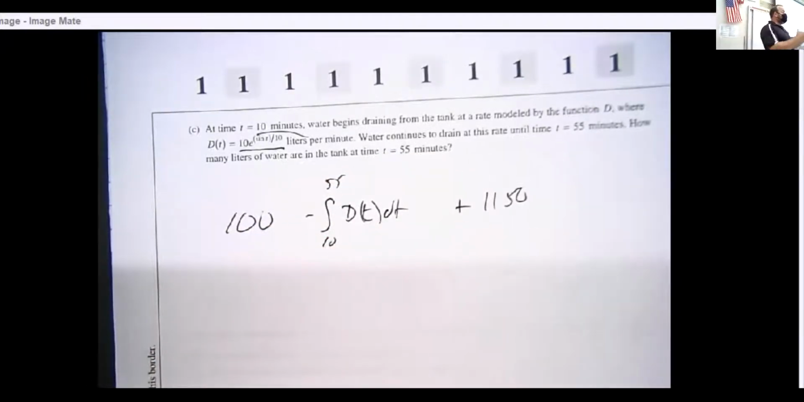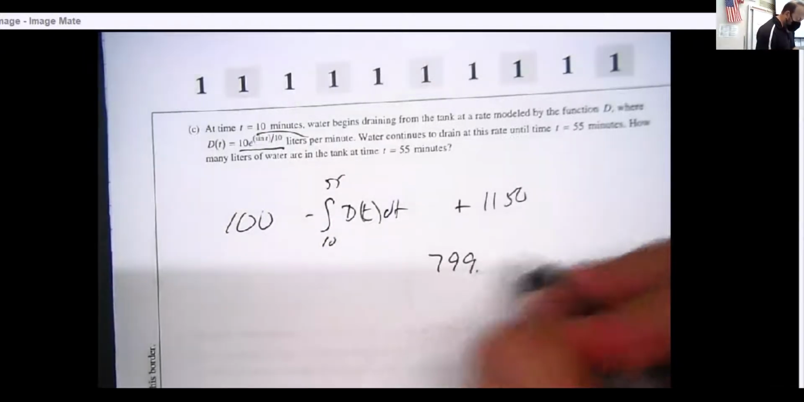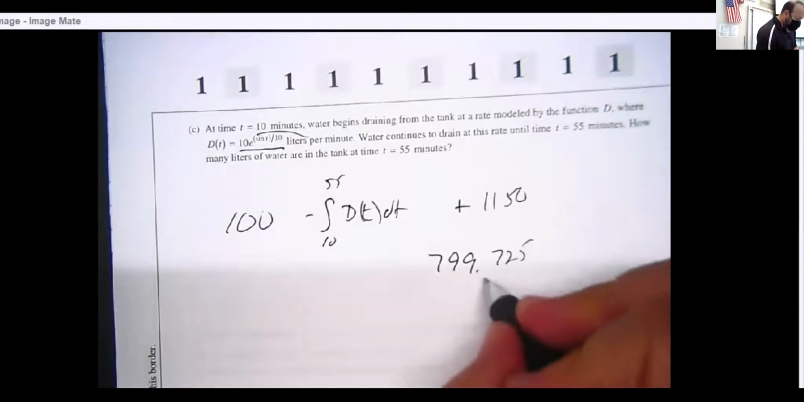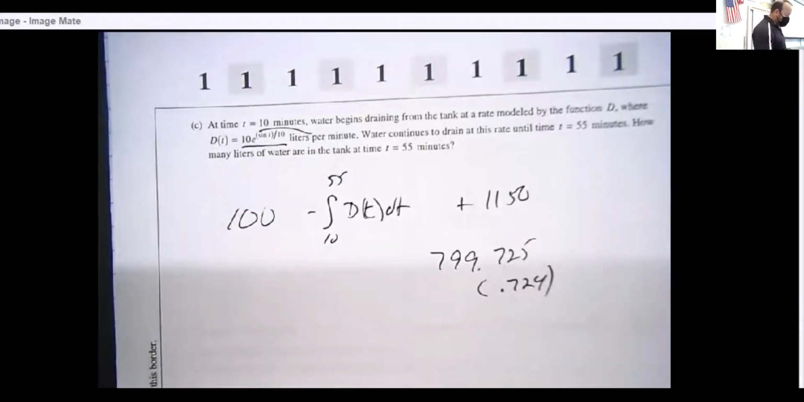Now, do I actually have to do this math? No, let the calculator do all that stuff. And so you're going to get 799.725 or 799.724, depending on how you round it. And that's going to be the amount of liquid that is in the tank when it's all done, roughly 800 liters.